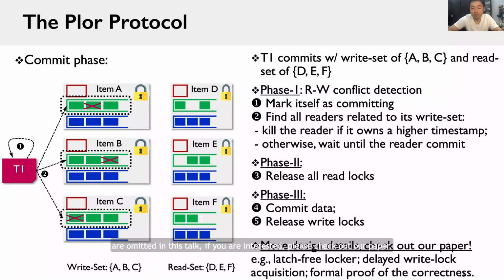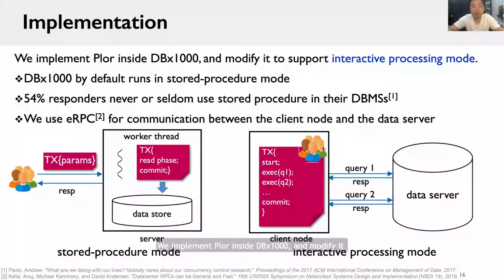If you are interested, please check out our paper. We implement Plor inside DBx1000 and modify it to support both the procedure mode and interactive mode. In interactive mode, the transaction execution logic runs on a client node, and this node sends data queries to a separate data server by sending network requests. In our implementation, we use eRPC for communication between the client node and the server.